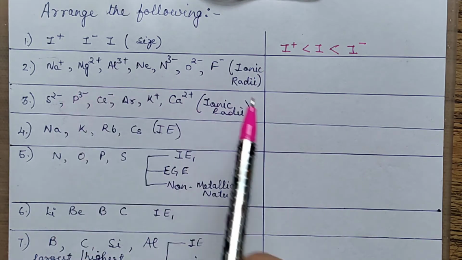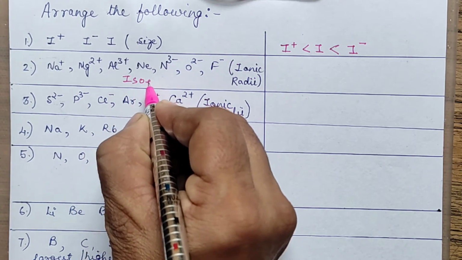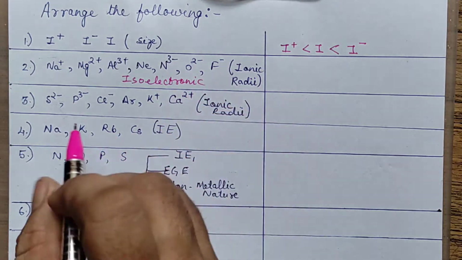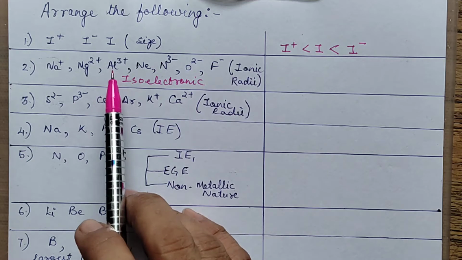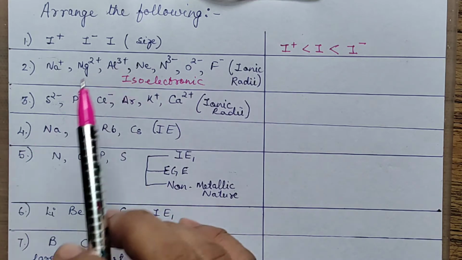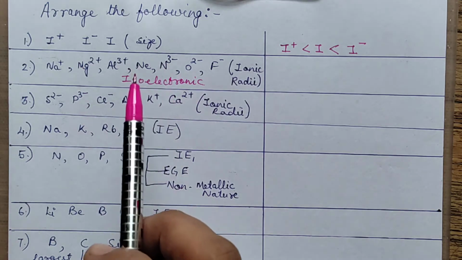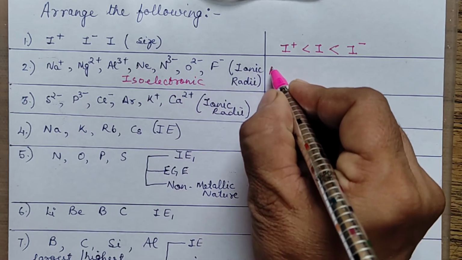Now, these are all isoelectronic species. All are having the same number of electrons. 10 electrons are there. Right? So in this, you will have to check for the charges. More the positive charge, smaller the size. More the negative charge, larger the size. So you will be arranging them in increasing order.